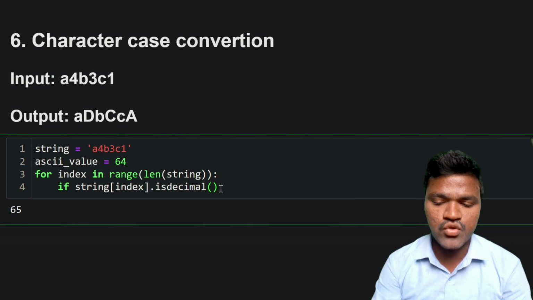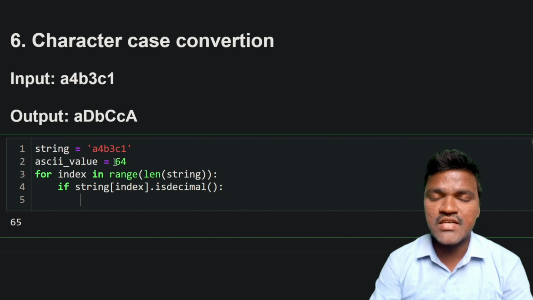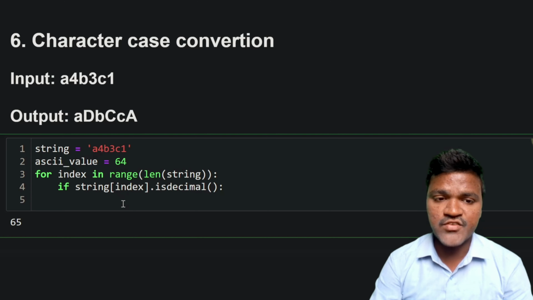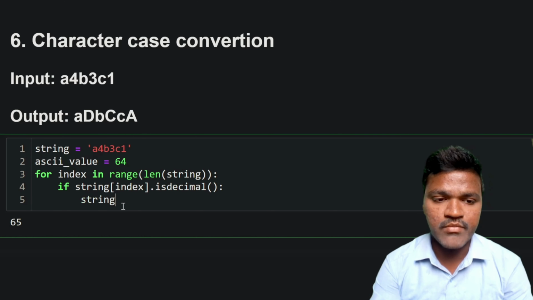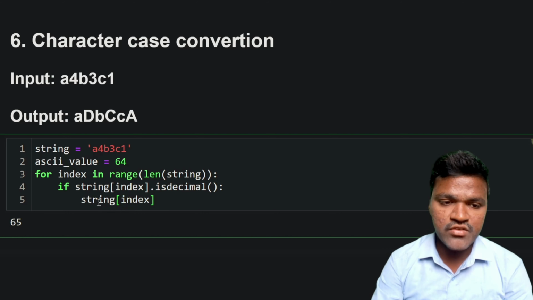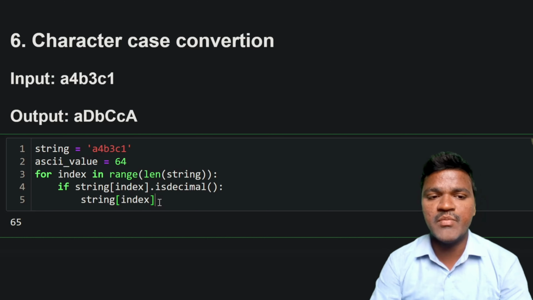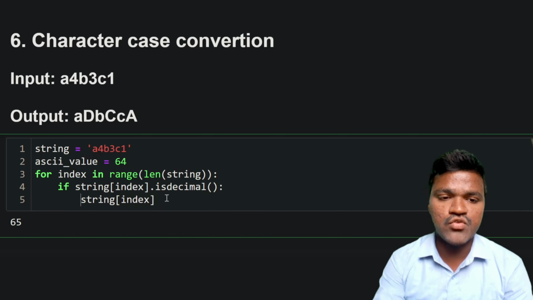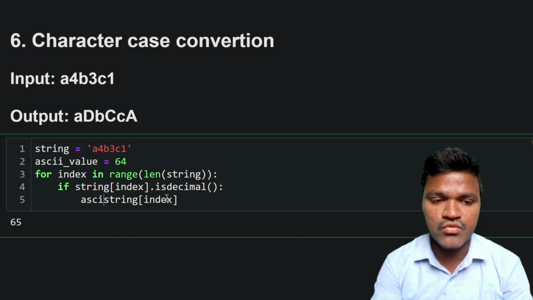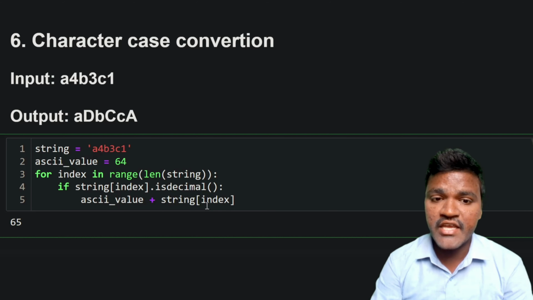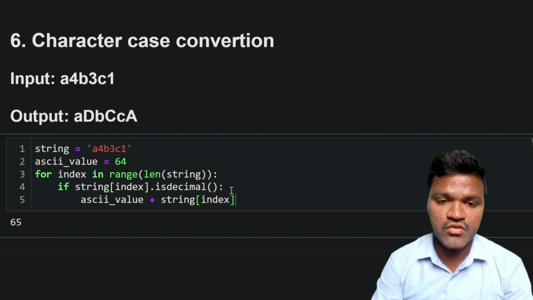If that is true, we need to convert the decimal into characters by using ASCII encoding. So for that reason, I'm using string of index. Let's say we are getting 4, and by mentioning this particular string index, we will get the 4. So we need to add this particular ASCII value. So ASCII value plus this particular string, so that we can convert this string into a character, right? That is what we are doing here.